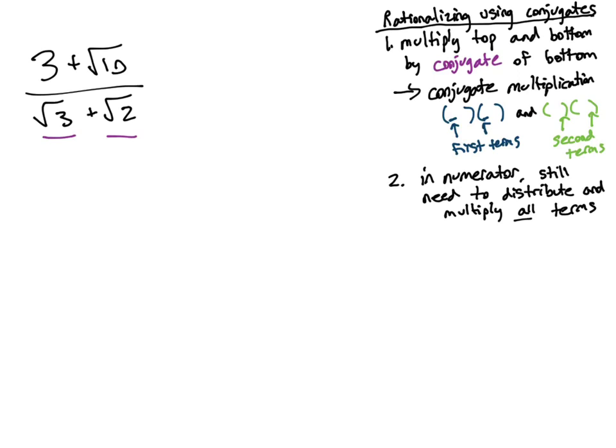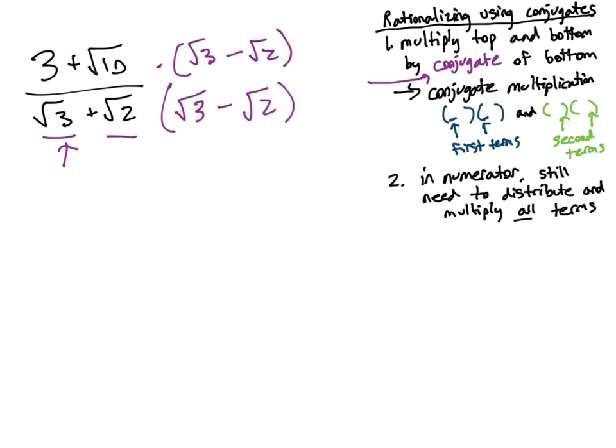The method we can use is multiply by the conjugate, which is taking the first term, keeping it the same, but switching the sign of our second term. And of course, if we multiply by something in the bottom of a fraction, we've got to multiply by that same thing in the numerator so that everything stays balanced.